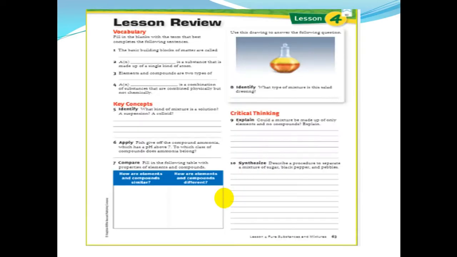The lesson review, lesson 4. In the lesson review here, let's solve it together, page 63. First question, the basic building blocks of matter are called... we said that matter is made from small tiny particles called atoms. Yes. Question 2, a substance that is made up of a single kind of atoms. The substance that has only one kind of atoms, yes, is element.